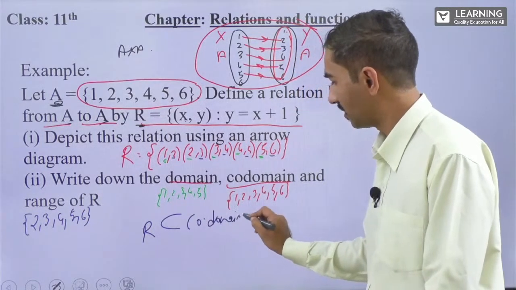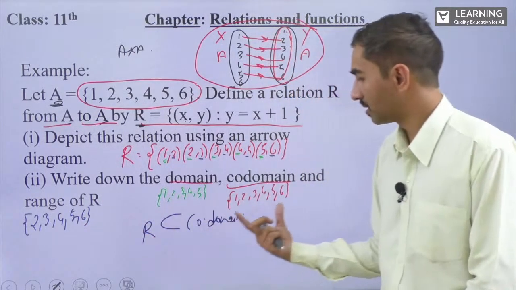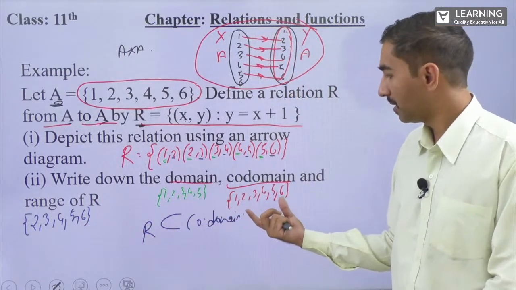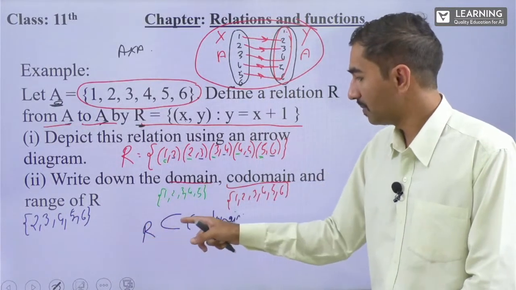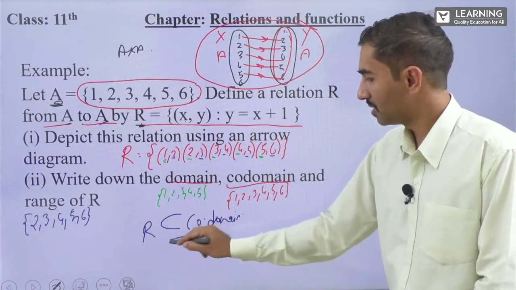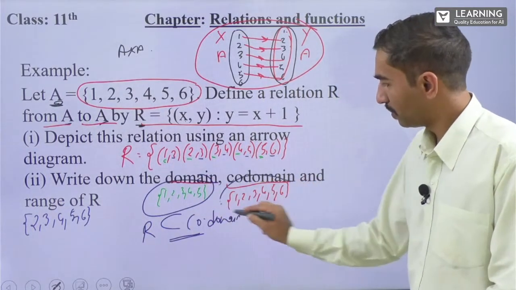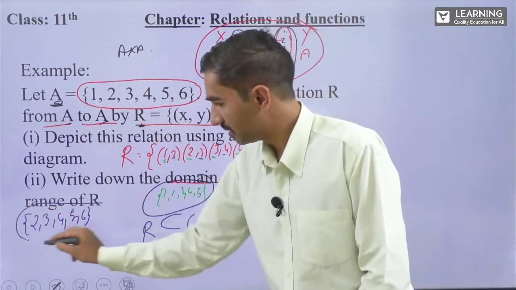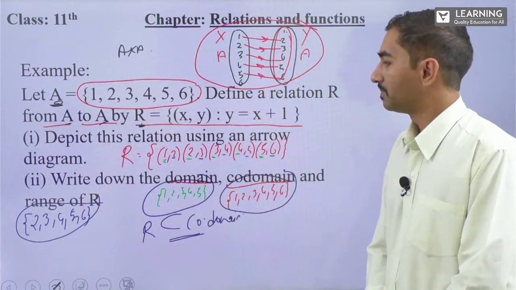So now just check whether R is a proper set of codomain. Yes or no, students? So what is the meaning of proper set? All these elements are present here, but there is at least one element in codomain which is not present in R. So then we can call range is a proper set of codomain. So this is one example. So this is domain, codomain and range. This is one small example which we have done.